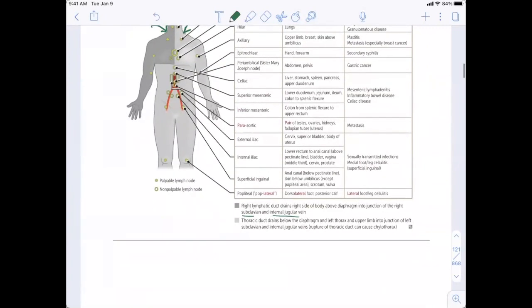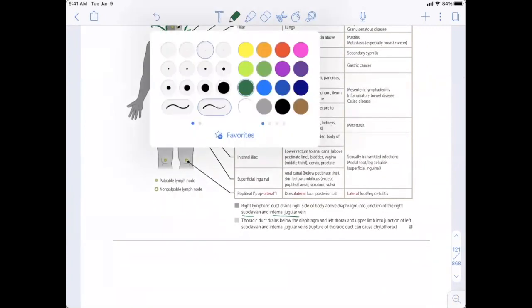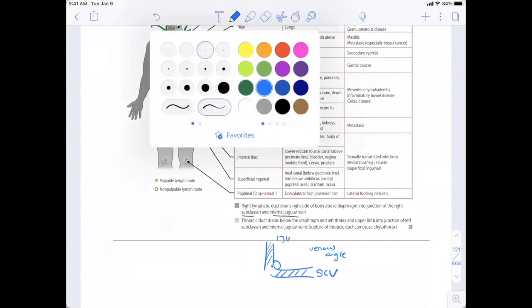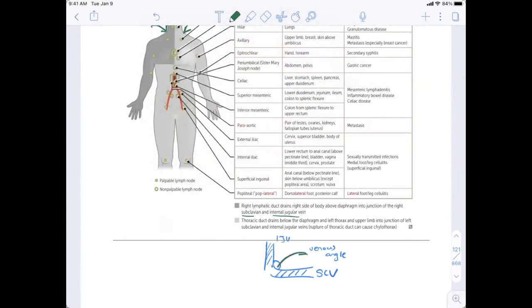So what happens is, this is your venous angle, right? You have your internal jugular vein, I call that your IJV, and then you have your subclavian vein, I call it SCV, right? Obviously, this angle that they make is called your venous angle. And what happens is your lymphatic ducts pierce in right there, and that's how lymphatics get into the blood, right?